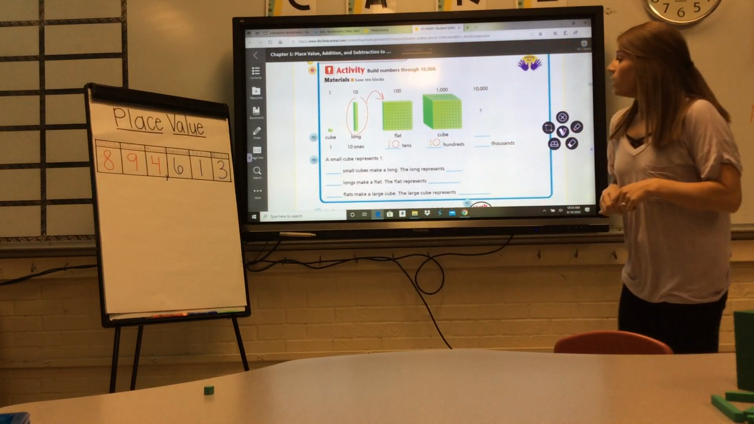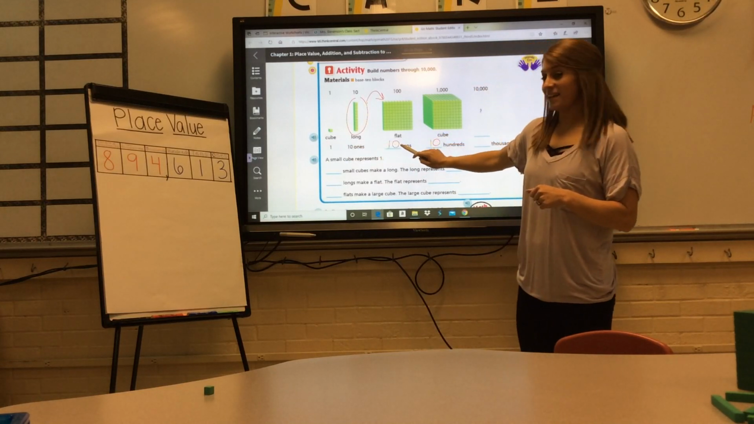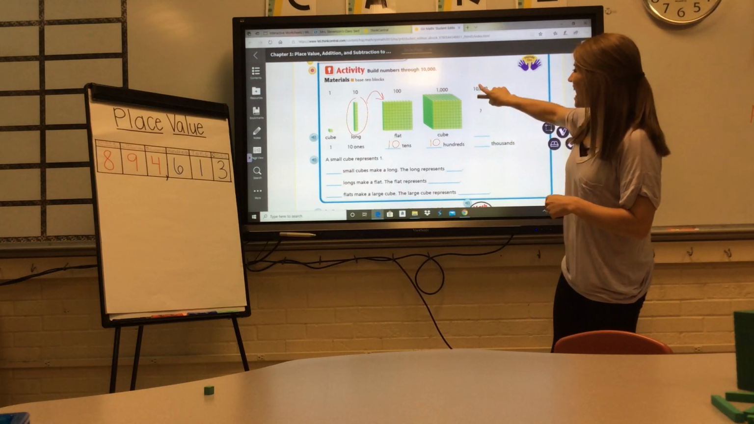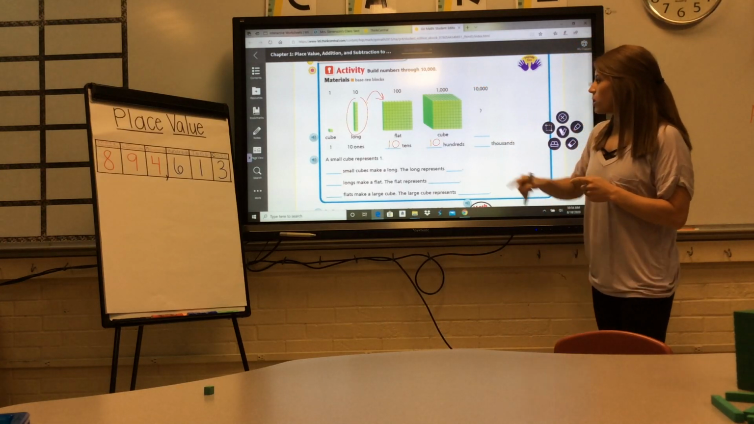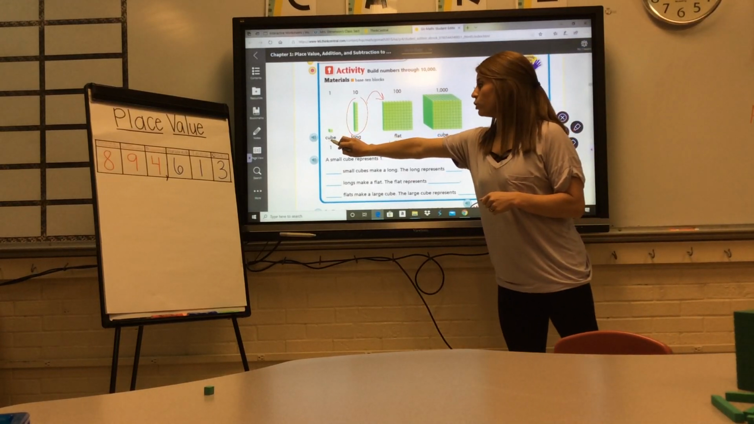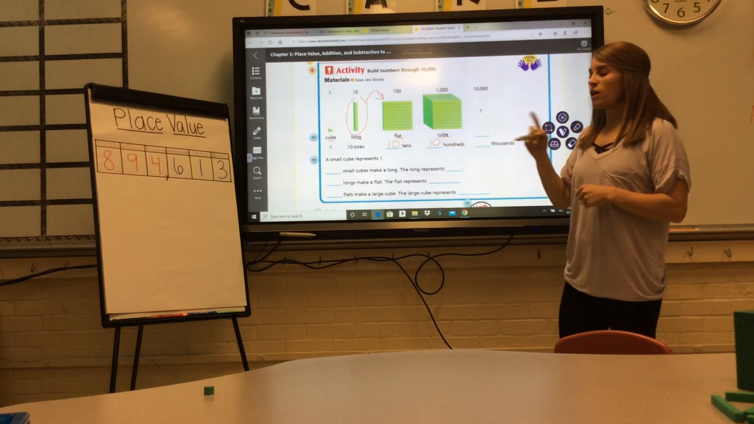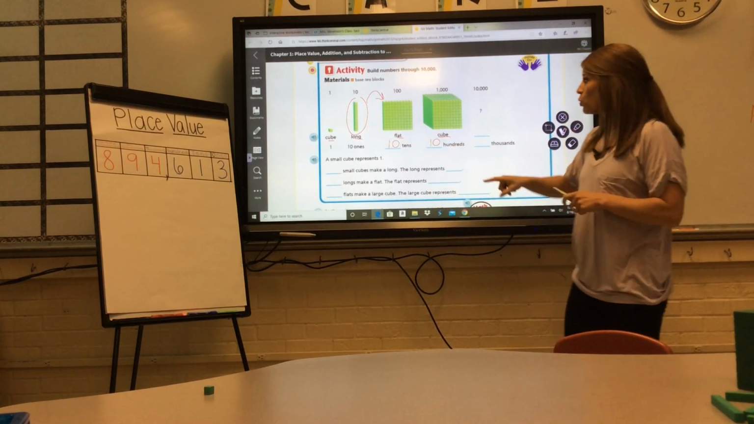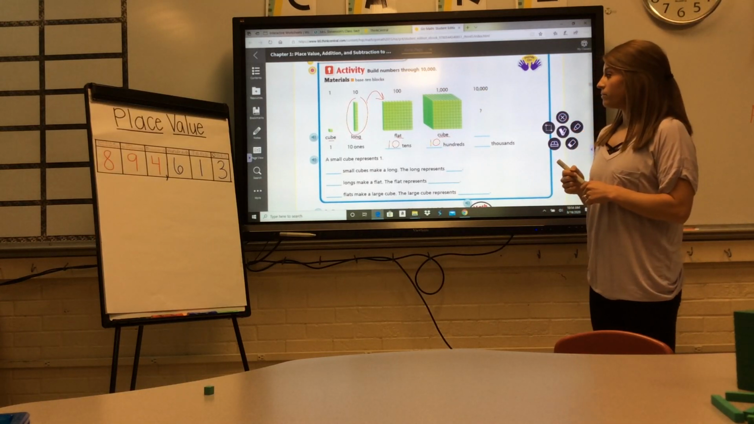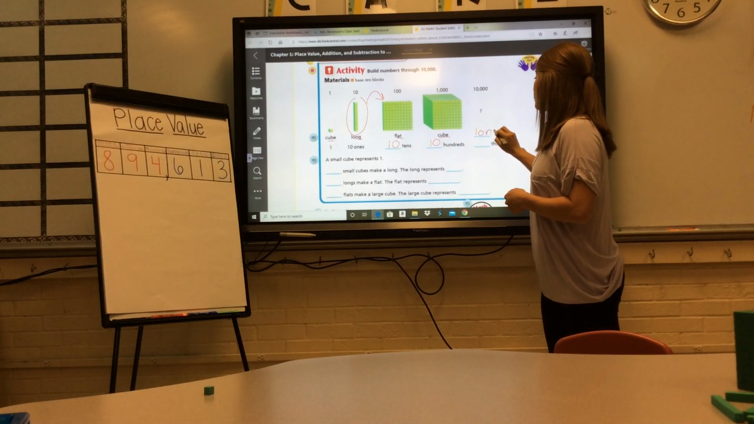All right, are we starting to see a pattern? 10, 10, 10, okay? But now they're looking here, 10 thousands. They want to know what it would be called. Notice this pattern here, cube, long, flat, cube. So if we kept that pattern going, what would this next 10,000 look like? Right, it would look like a long.